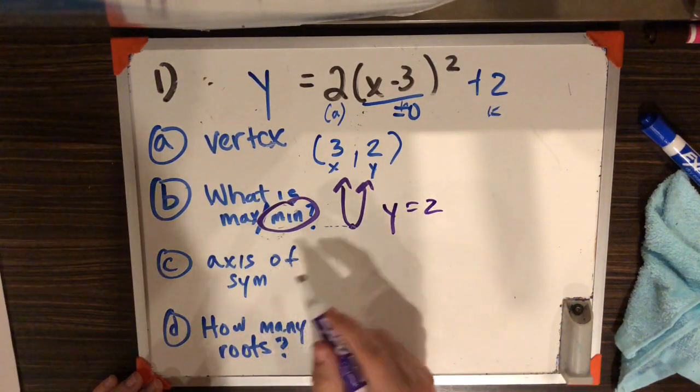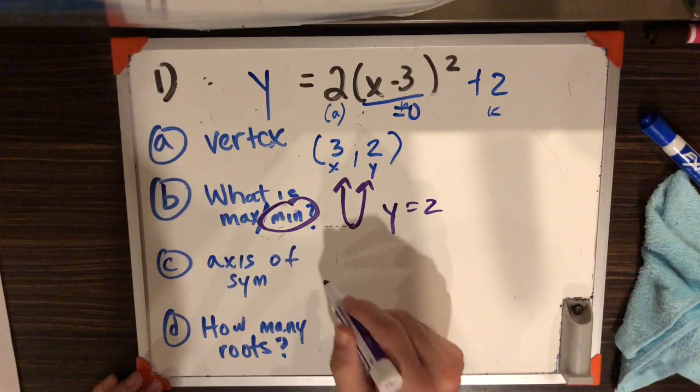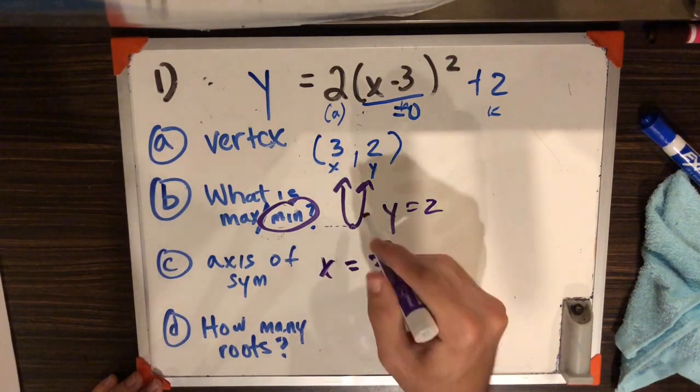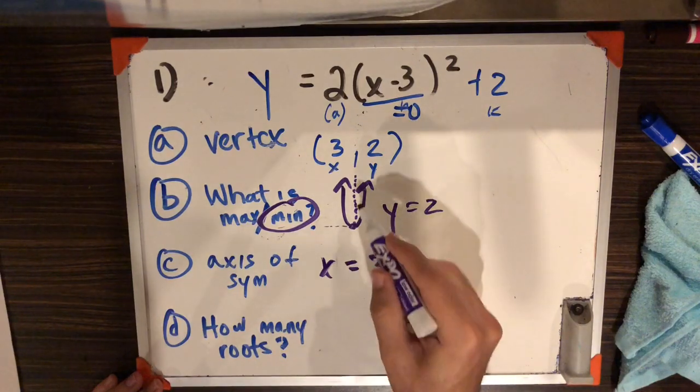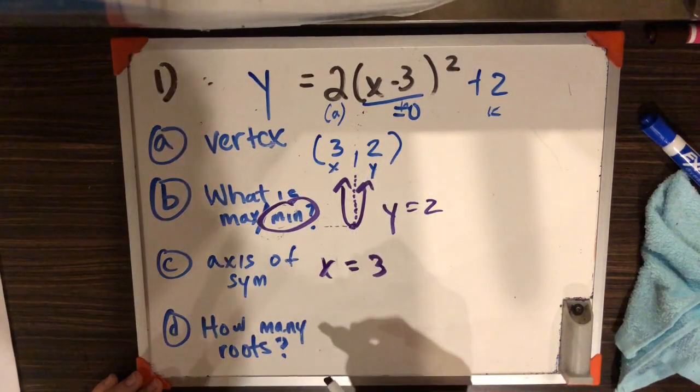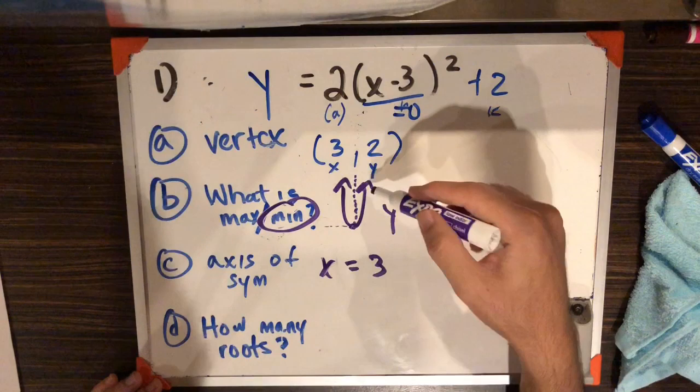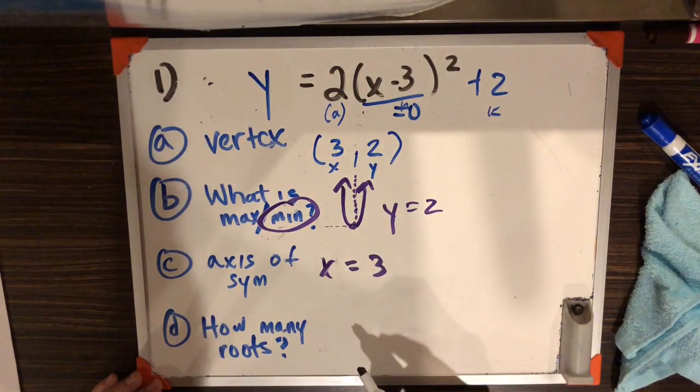What is the axis of symmetry? Again, the axis of symmetry is sitting right here. That would be x is equal to 3, okay? That's basically the equation that would split up this parabola into 2 equal parts.